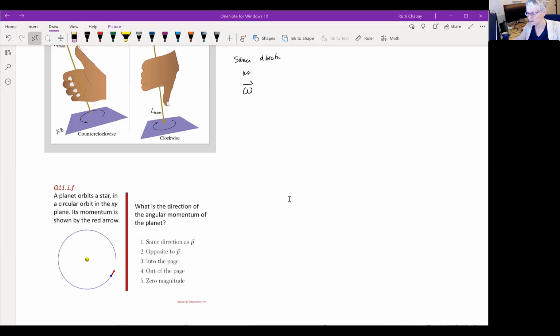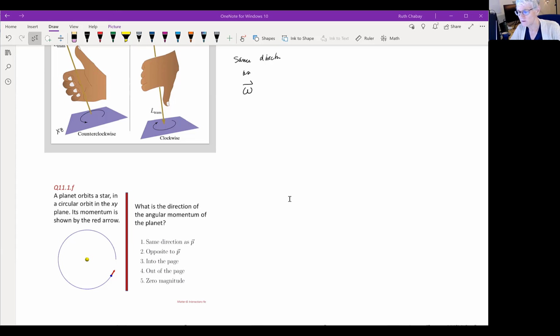Most of you said that the direction is out of the page, and that's correct. If you take your right hand and curl your fingers around so that they're wrapping in the direction of this circular orbit, then your thumb sticks out of the page. Most screws have right hand threads, so they do work this way. So out of the page is right.